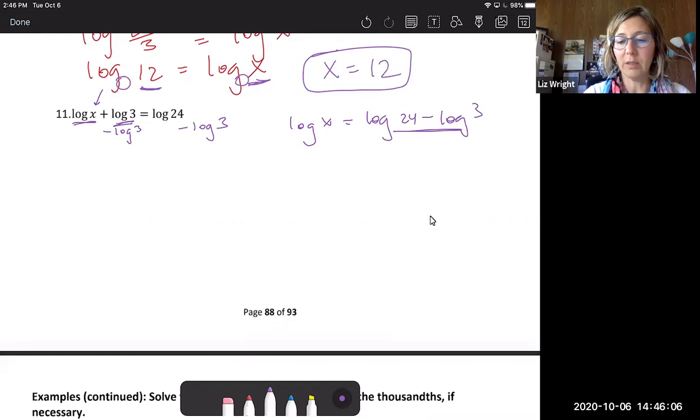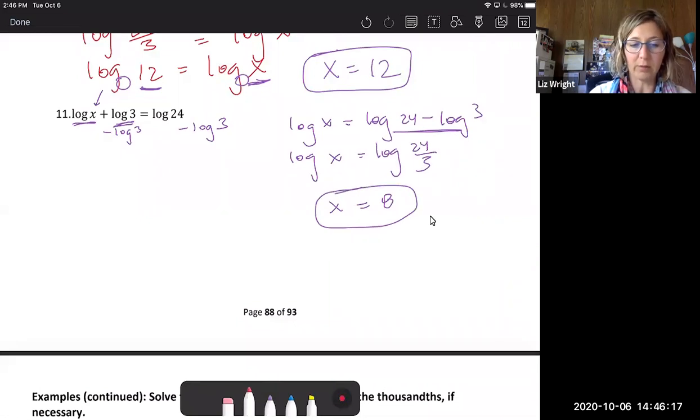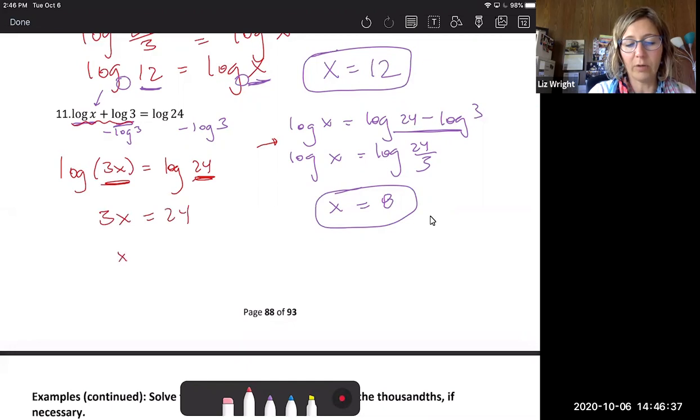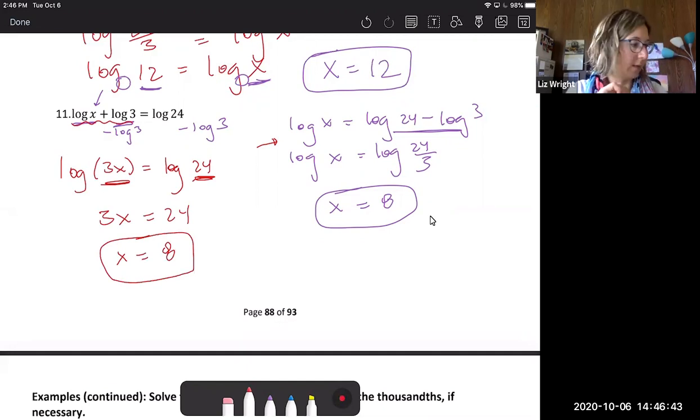And then this becomes division. So you're going to have log of x equals log of 24 over 3. And so x is going to equal 8 in that case. What I just had you guys do, and you can do it this way if you prefer, is I just look at what I have on this side and I know that that becomes multiplication. So it's going to be log of 3x equals log of 24. And then you can set this and this equal to each other. 3x equals 24, and you get the same thing, x equals 8. So whichever way you want to do it, go for it. You can do it either way.